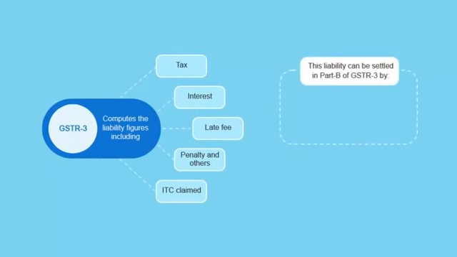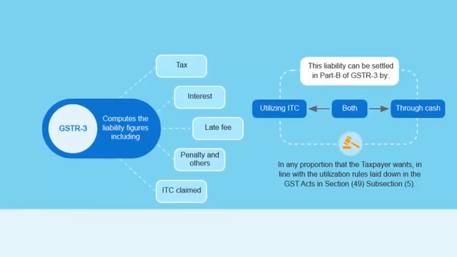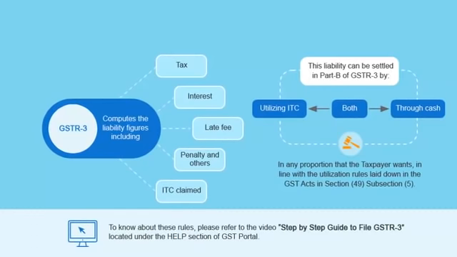This liability can then be settled in Part B of GSTR3 either by utilizing ITC or through cash or both in any proportion that the taxpayer wants in line with the utilization rules laid down in the GST Acts in Section 49, Subsection 5. To know about these rules, please refer to the video Step-by-Step Guide to File GSTR3 located under the Help section of GST portal.